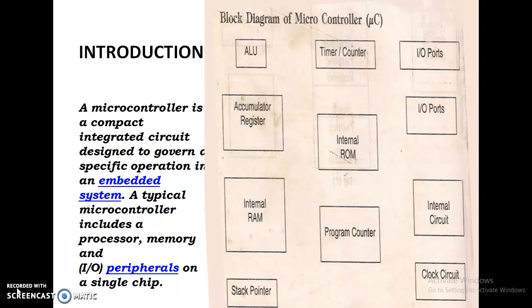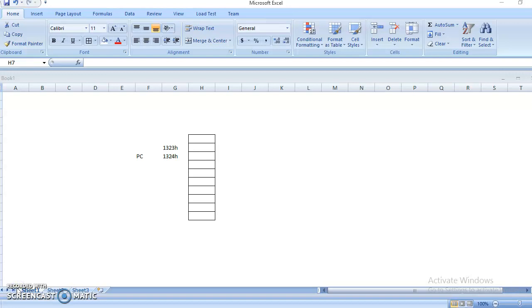Now, as you can see, there is a stack pointer. In the case of the 8051 microcontroller, the stack pointer is 8 bits. We'll discuss the stack pointer shortly. Now let us see what a program counter is. The program counter is a 16-bit register in the case of the 8051 microcontroller.